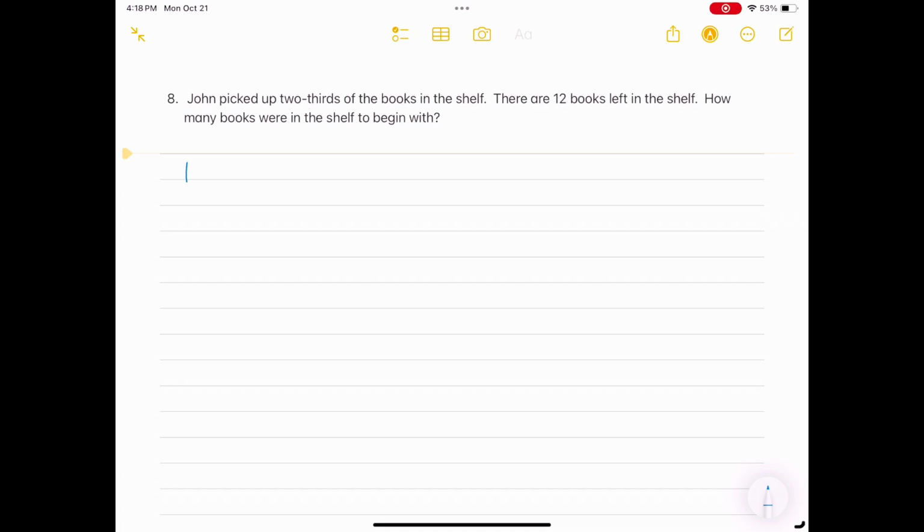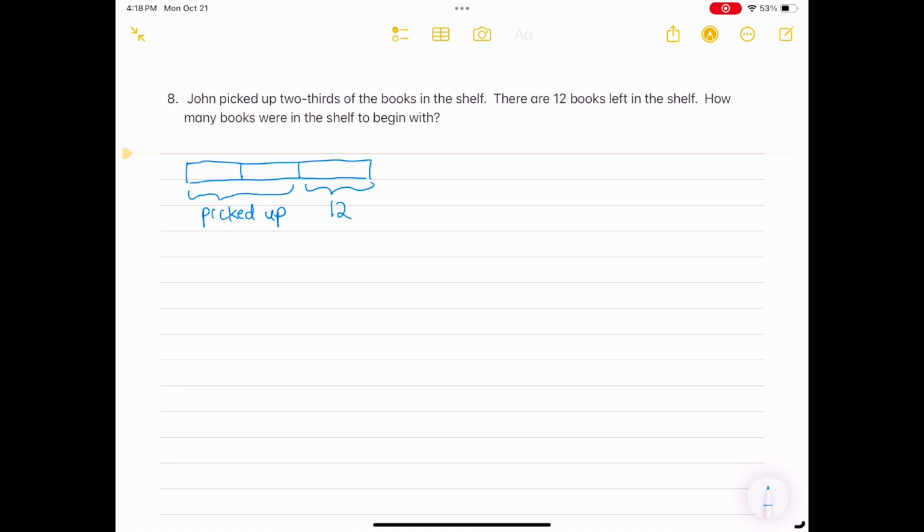Whenever there is a problem involving fractions, I like to start by drawing out the fraction rod to show the fractions and what it looks like. So 2/3 would be a rod divided into 3 equal parts, and I would highlight 2 of those 3 equal parts to show 2/3. So 2/3 of the books were picked up by John, and the 1/3 of the shelf remaining had 12 books. And we have to solve how many books were in the shelf to begin with.